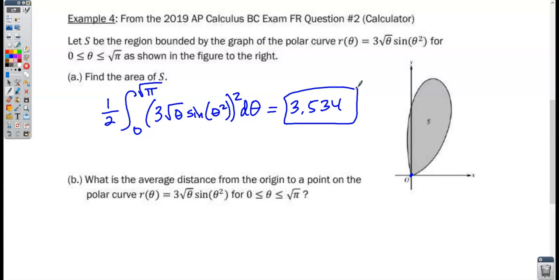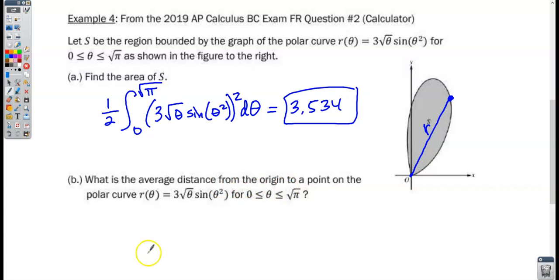Now, this incorporates a couple of different ideas. First of all, realize the distance from the origin to a point on the curve in polar form is just whatever r is. That's the distance from the origin to here, the r value given by the function. So what this is really asking us is to find the average value of r from the origin to a point on the polar curve.